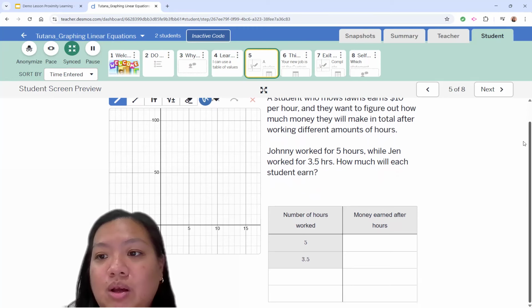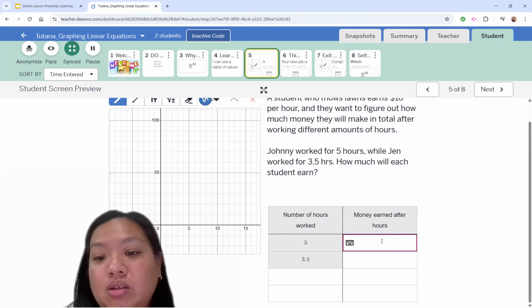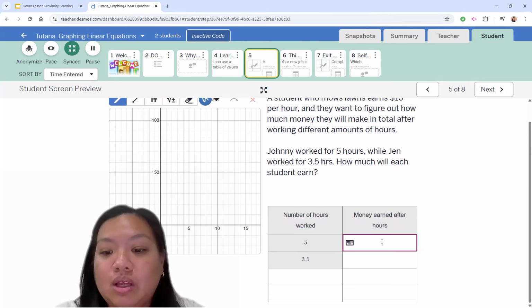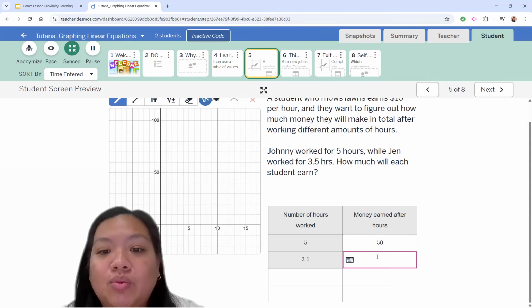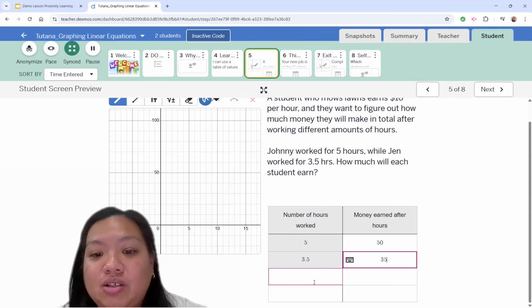So I have here a table of values. You can see here on the left side, the number of hours worked, and on the right side, the money earned after those hours. If per hour you earn $10, and Johnny worked 5 hours, that means he would be earning $50, right? If Jen worked for 3.5 hours, just multiply that by 10. So that's going to be $35.